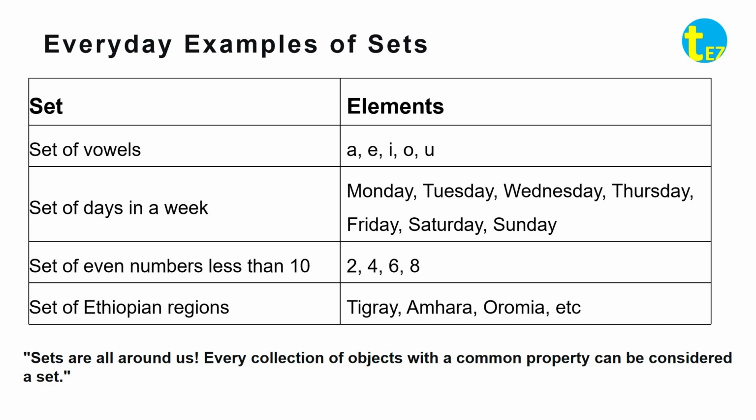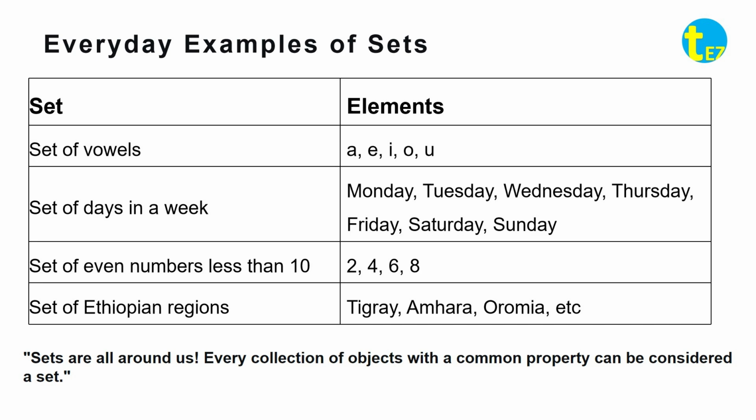And finally, think about the regions of Ethiopia, our regions. The set of Ethiopian regions includes Tigray, Amhara, Oromia, and all others. So all these examples are sets because they are well-defined collections. So remember, sets are collections of objects that share a common property. They are all around us every single day.